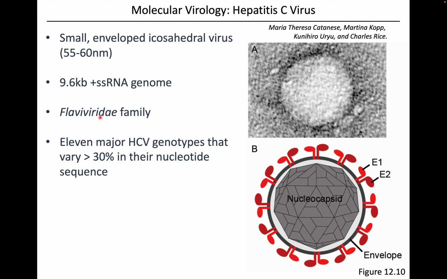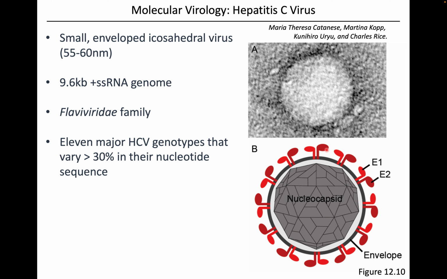Different family again, right? Almost 10,000 nucleotides in the genome, which is still quite small. We've got 11 major genotypes of hepatitis C that have been identified, and they actually have quite a bit of diversity. That level, more than 30% diversity, is probably going to mean that this is like multiple serotypes in terms of immune recognition.